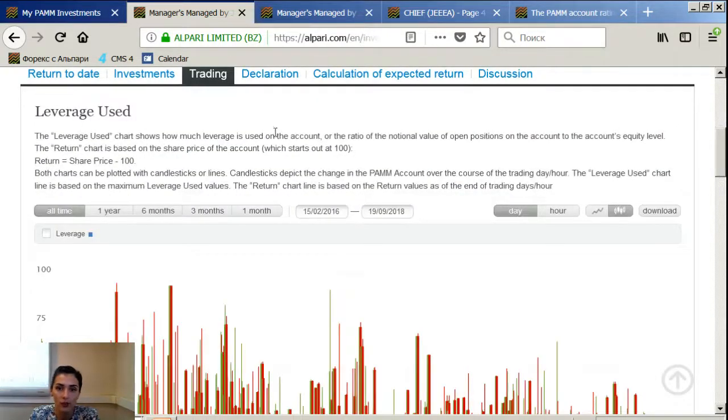Trading showing the leverage used. Here you can see the definition of this difficult parameter, but in general it shows the risk, how risky the manager's strategy is, and the definition is the ratio of notional value of open positions on the PAMM account to the account's equity level, in general like this.